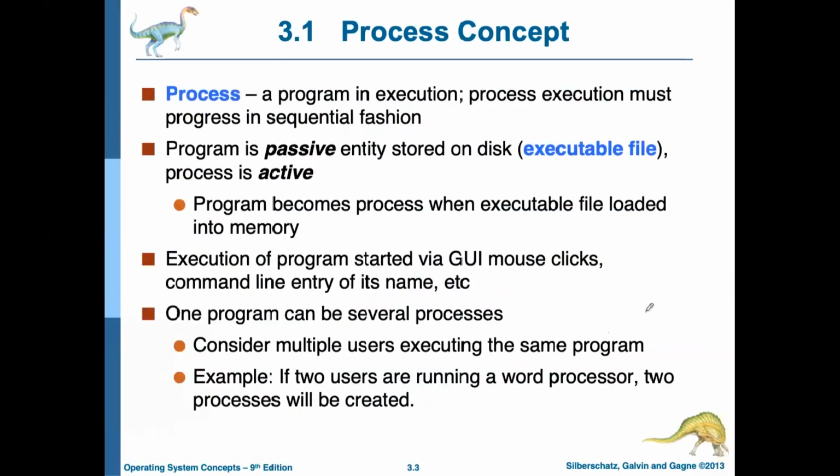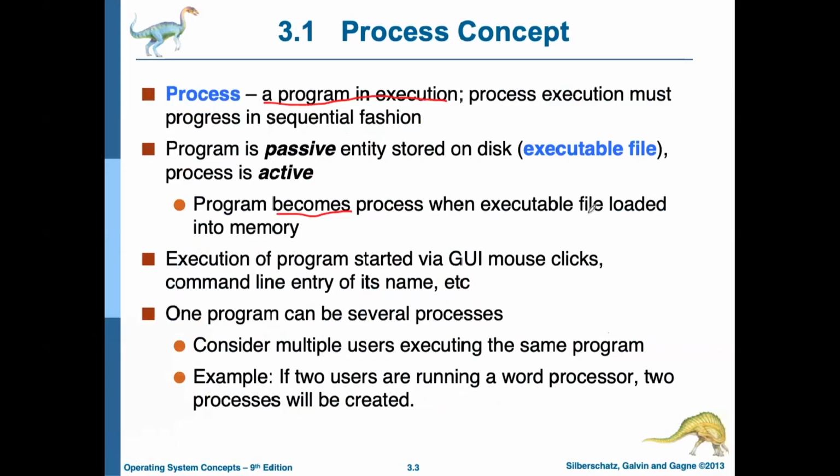So 3.1, concept of the process. What is a process? A process is a program in execution. Process execution must progress in sequential fashion. A program is a passive entity stored on disk, like an executable file. A process is active. A program becomes a process when an executable file is loaded into memory. That's the requirement: it needs to be loaded into memory first before it executes.